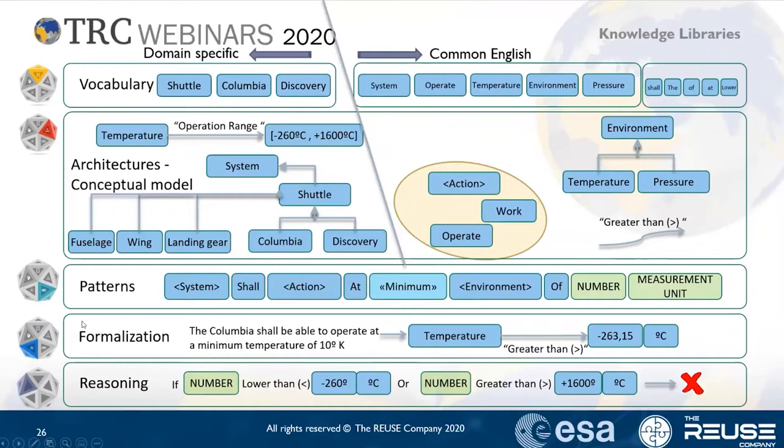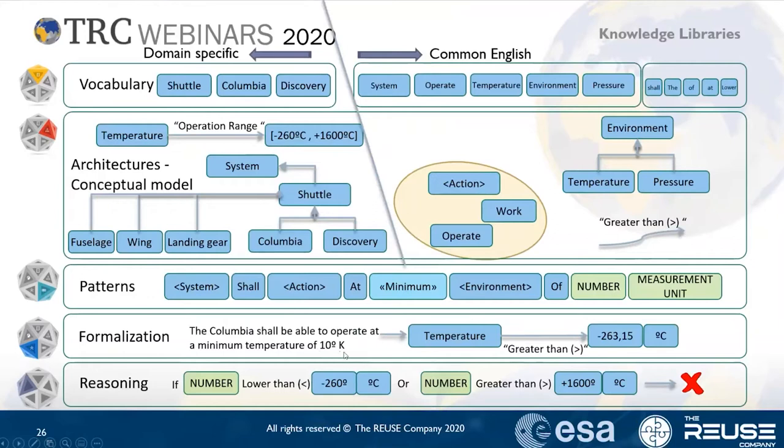So that when we have in the fourth layer, the formalization, when we take an actual requirement like this one, the Columbia shall be able to operate at a minimum temperature of 10 Kelvin, we can transform this text into a semantic graph. Part of this semantic graph is addressing kind of the restriction that you can find here. So it is getting a similar structure, right?